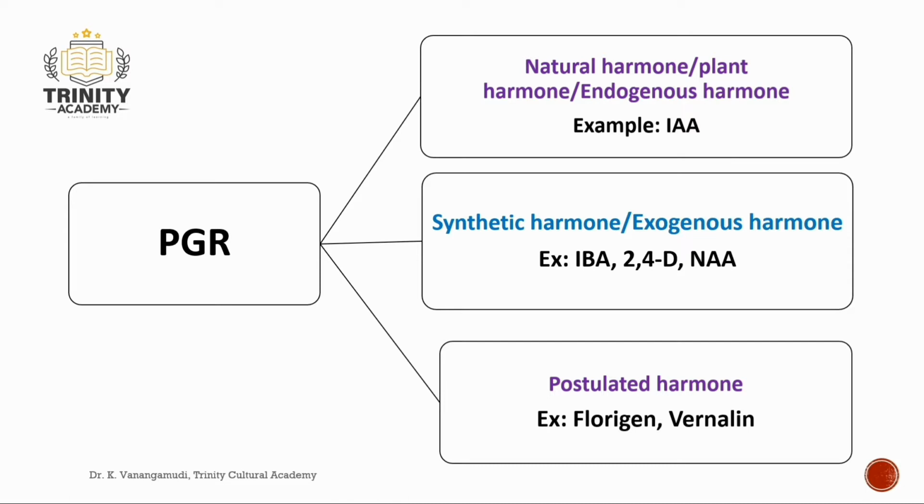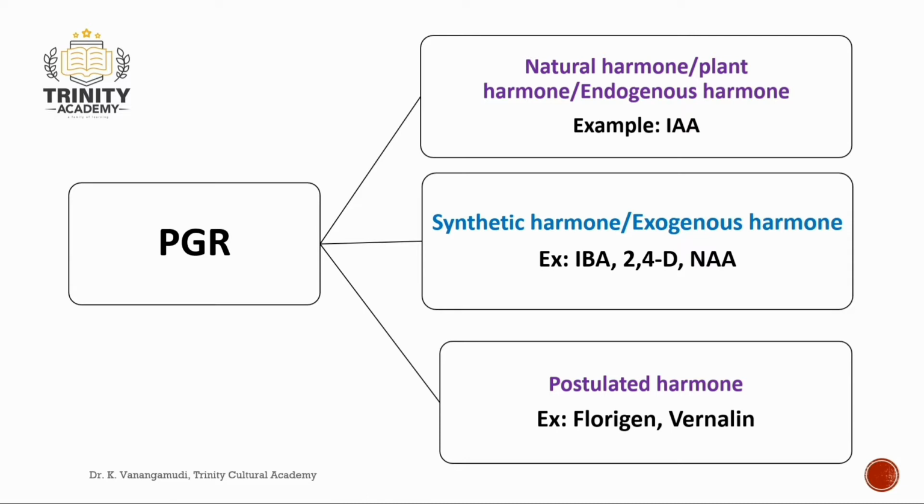First one is natural hormone or plant hormone or endogenous hormone, which is synthesized naturally in plants. Example is IAA, indole acetic acid, the most commonly used natural plant growth regulator. The second one is synthetic hormone or exogenous hormone, which is synthesized artificially. Example here is IBA, indole butyric acid, 2,4-dichlorophenoxyacetic acid. The final one is NAA, naphthalene acetic acid.